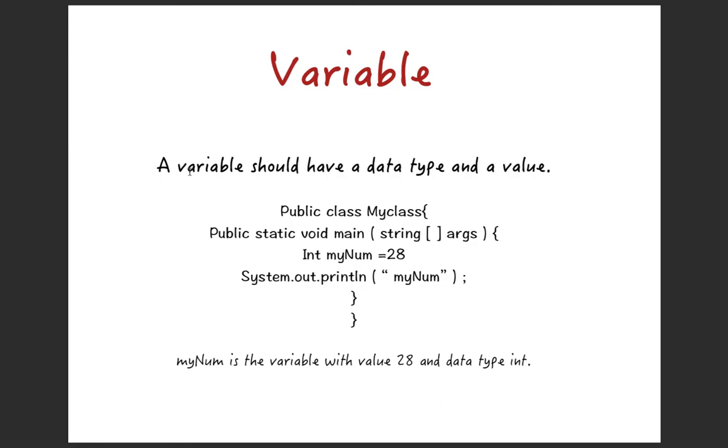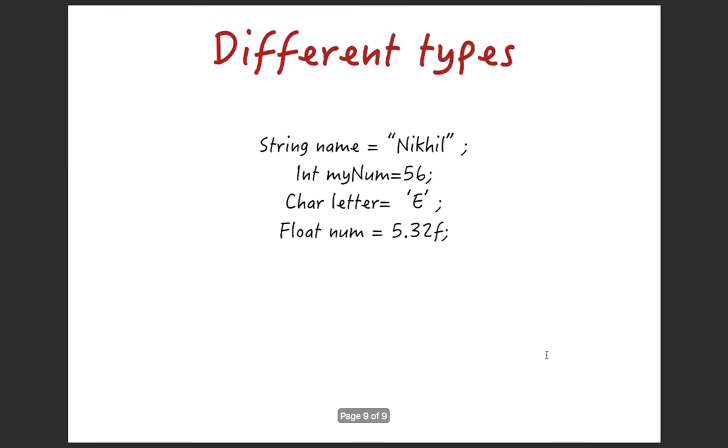Here I have written that a variable should have a data type and a value. So myNum belongs to the integer kind of data type, so it is an integer, that means a primitive data type, and its value equals 28. And then we have instructed System.out.println myNum, so the value 28 will get printed. See, in this way a variable works.